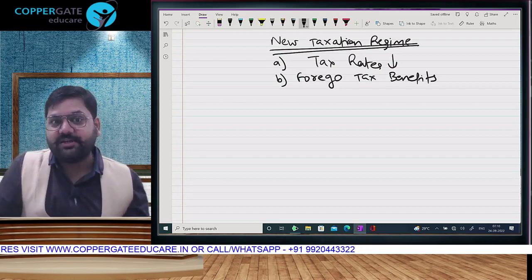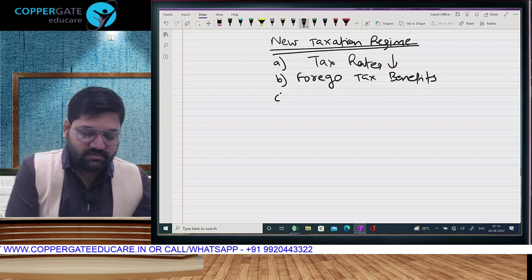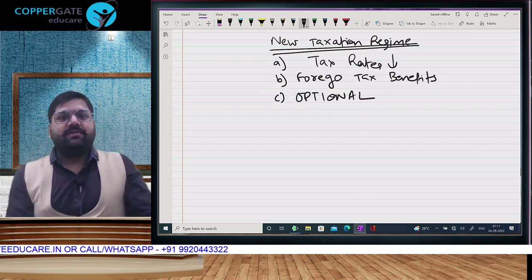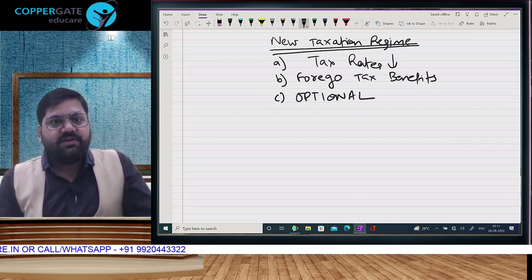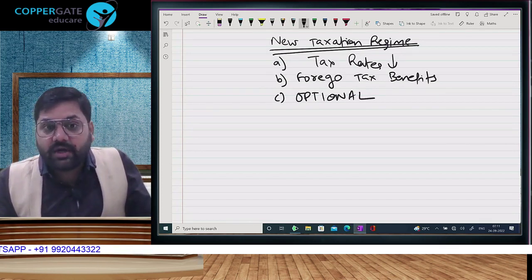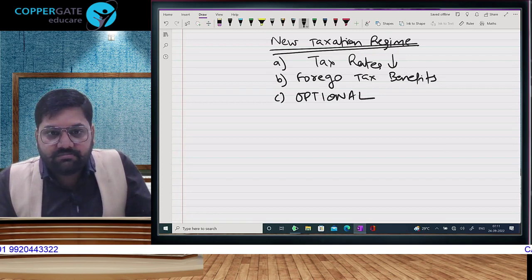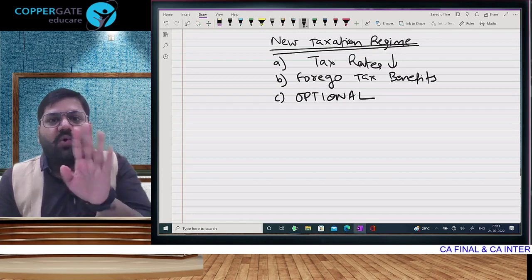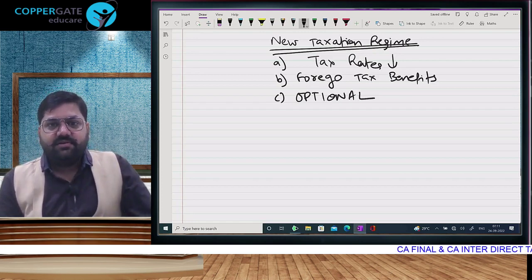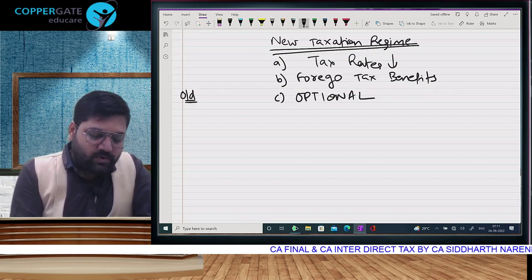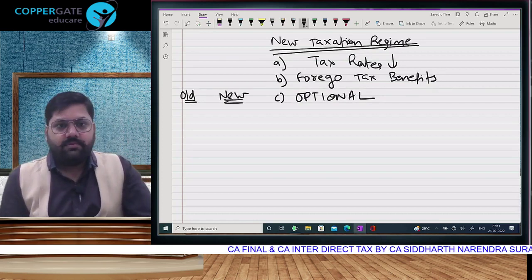But the worst thing that she did was, she has made the new taxation regime optional. Optional. Matlab, with the introduction of new taxation regime, the old regime is not deleted. The old will continue to exist. And what are going to be your two options? Calculate as per old, calculate as per new.